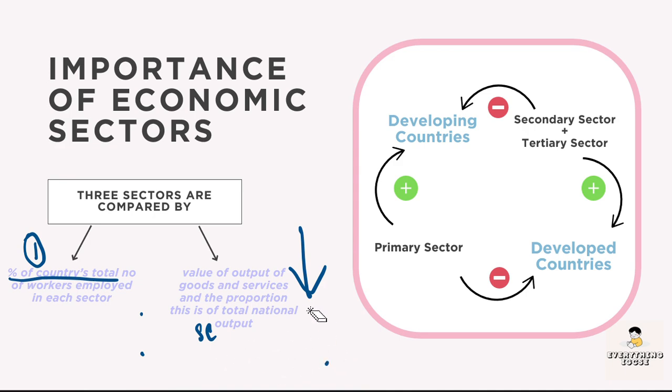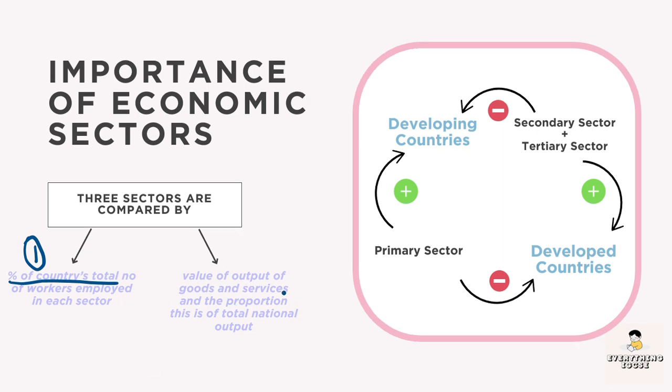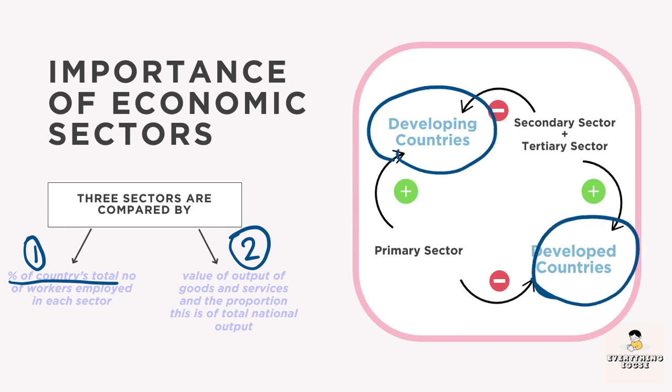Okay, another way in which you can compare it is by looking at the value of output of goods and services and the proportion this is to the total national output. Okay, so that is your second way. Now moving on, we're going to look at developing countries and developed countries.